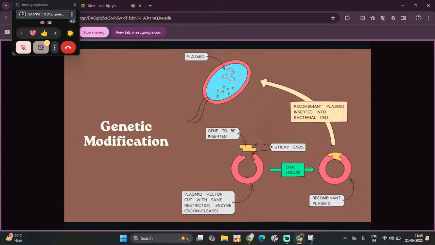The inserted gene and the plasmid vectors have sticky ends which help in the binding, and it results with the help of DNA ligase in a recombinant plasmid that contains the gene which we want to be present in the plasmid. The recombinant plasmid is then inserted back into the bacterial cell, and this cell now shows the results of the recombinant plasmid by showing the effects of the gene that has been inserted.